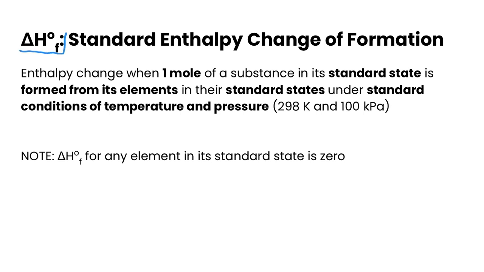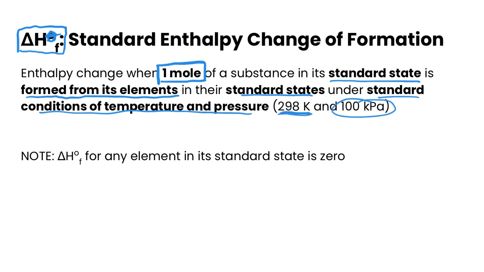It's given the symbol delta H of F, and it should have this little circle with the dash in it to show that we're at standard conditions. Essentially, the definition is it's the enthalpy change when 1 mole of a substance in its standard state is formed from its elements in their standard states under standard conditions of temperature and pressure. So there's a lot of standard in there. Really, what we're talking about is 100 kPa, and for the majority of the time at 298 Kelvin.